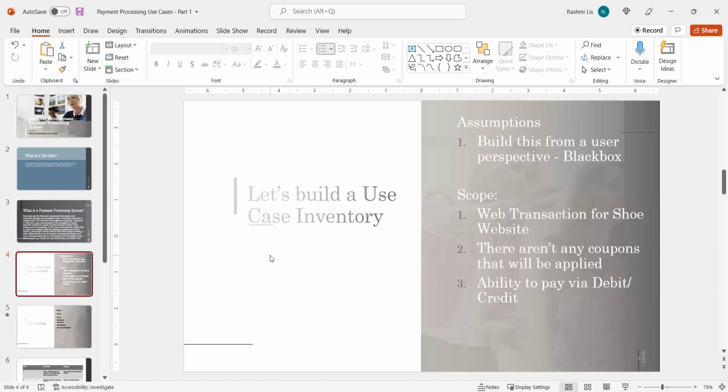The scope of building the use case inventory is that it's a web transaction for a shoe website. That's an example here. There aren't any coupons that will be applied, so there are no bells and whistles, and there's the ability to pay via debit or credit.